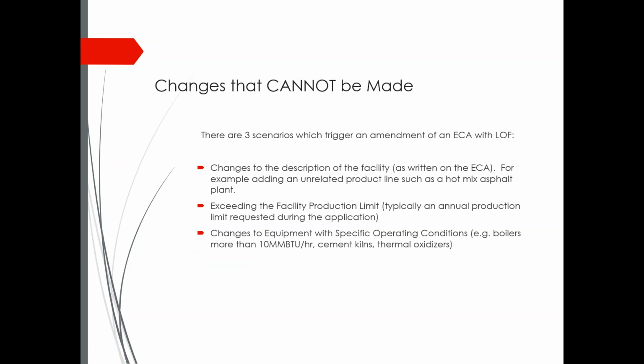There are changes that you can't make to an LOF ECA though. For example, you can't change the facility description, such as if it's a RMC plant, it can't be changed to a HMA hot mix asphalt plant. So that's changing the process, the description envelope. You can't do that. You can't exceed the production limit, like the annual production limit. And if there are any specific operating conditions for very specific equipment, such as boilers more than 10 MMBTU per hour, or cement kilns, thermal oxidizers, there may be conditions in the LOF ECA that you can't change, or else you'll need an amendment.